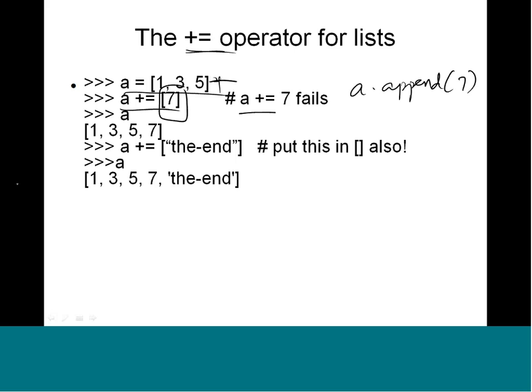But if you try just a += just regular 7, this is a failed case because you need to specify the 7 inside the list for it to be added to the existing list. So when we do this, the result is 1, 3, 5, and 7. And then we can also add anything basically. So we say like add the string "end" into the list. So again, we use the same thing. And then now if you print a, it's 1, 3, 5, 7, and then the string "end". So this is another shortcut operator that you can use instead of the append function.